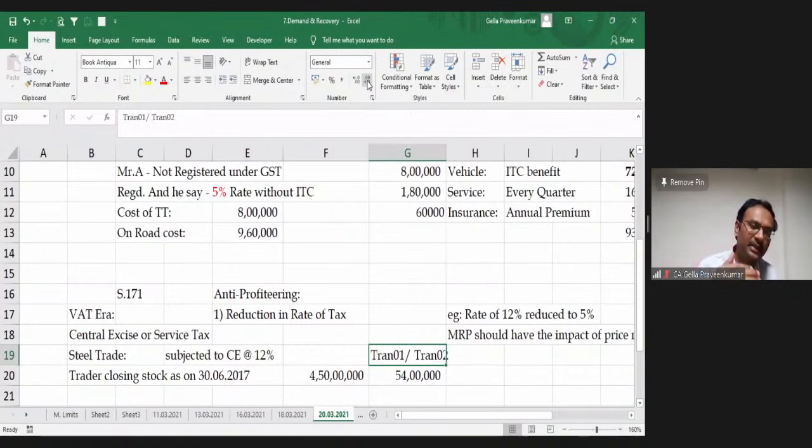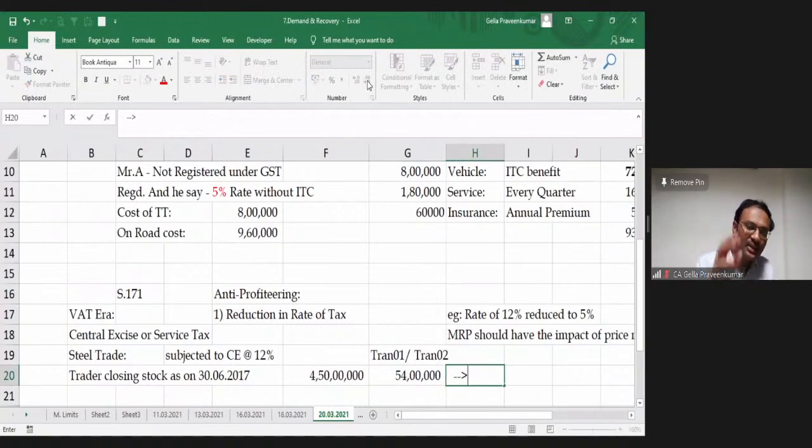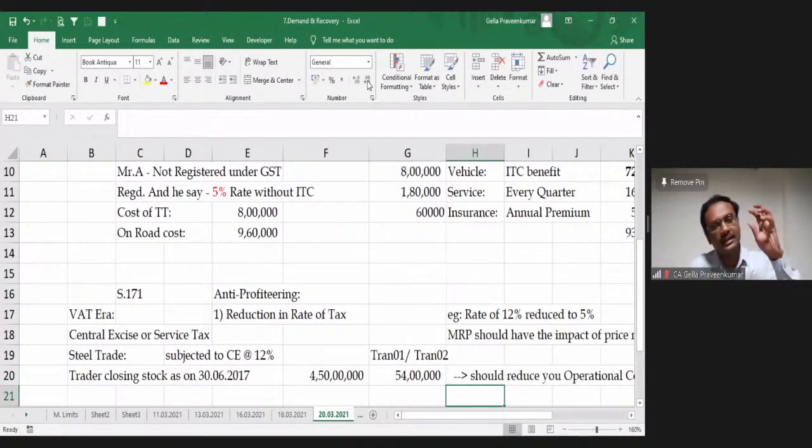That particular thing should have the impact of reducing the selling price, so that the recipient, that is the customer, should get a benefit out of this. So the government said, whatever tax is there on your closing stock, this should reduce your operational cost and the customer should benefit out of it. This was the main agenda which the government had set.